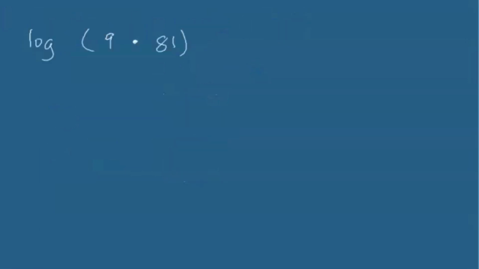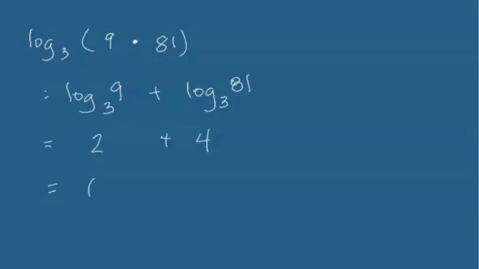Next, let's have the logarithm of 9 times 81 to the base 3. This is the logarithm of 9 to the base 3 plus the logarithm of 81 to the base 3. This is equal to 2, and 3 to the 4 is 81, so that is 4. So the answer is 6.